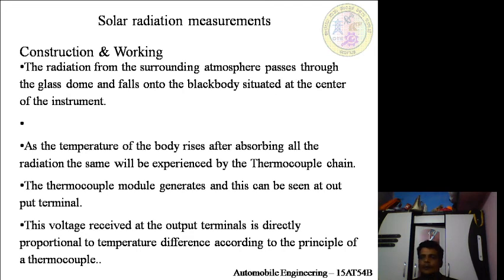So one side of the model will be hot and the other will be cold. The thermocouple model generates voltage and this can be observed at the output terminal. The output received at the terminal is directly proportional to the temperature difference according to the principle of the thermocouple.